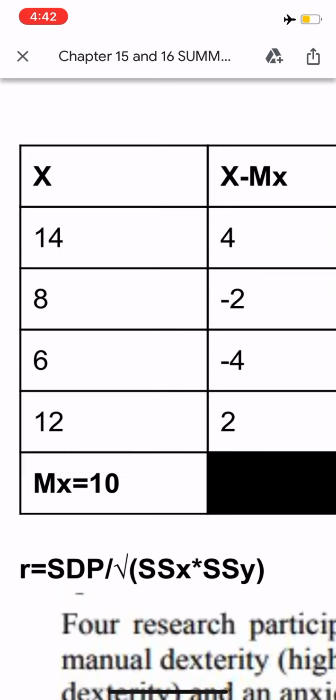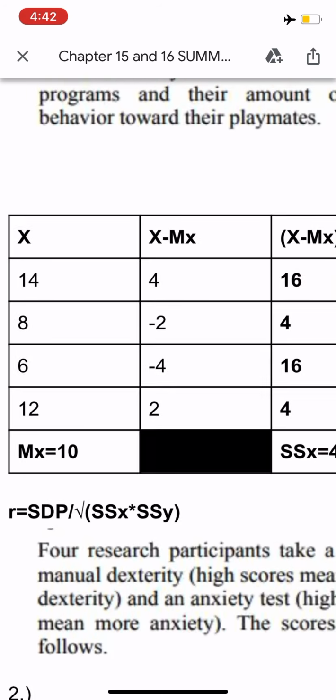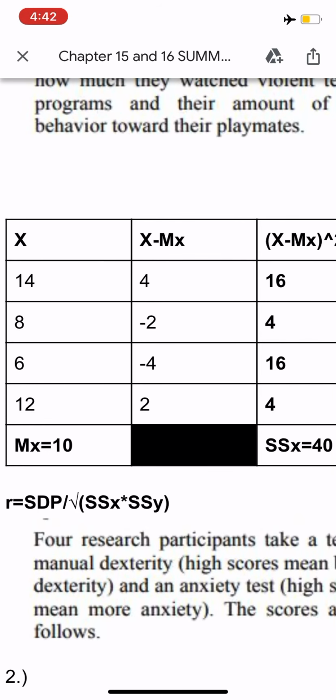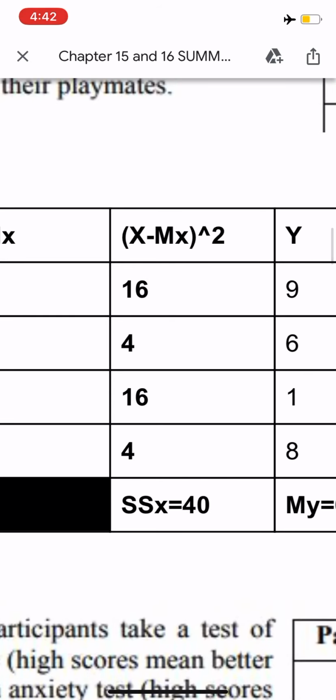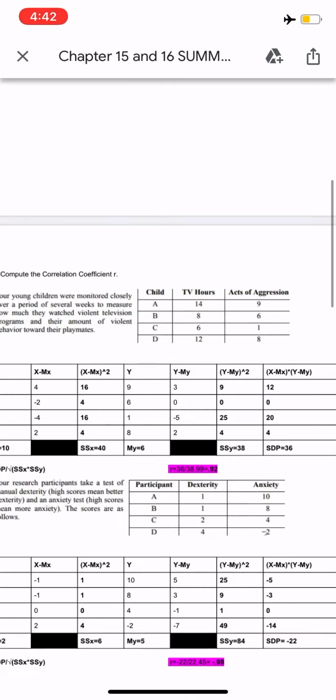Obviously, this row added up doesn't equal the mean, but I just put that there to keep everything organized. By now, we should all understand how to get the mean of a set of four numbers. So you take the deviations from the mean. So 14 minus 10, 8 minus 10, 6 minus 10, 12 minus 10. You square those deviations and you get the sum of squares, right? We've done that. So that's the sum of squares for TV hours.